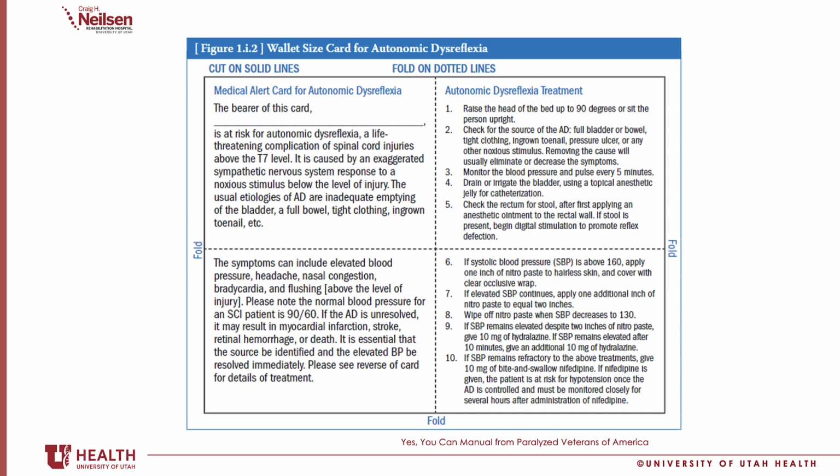Here you can pause and take a picture of the AD card that we recommend you having with you. We can provide a hard copy of it as well. We highly recommend having this so that in case of an emergency, if a first responder is assisting you, if they're unfamiliar with autonomic dysreflexia, as this is very specific to spinal cord injury, and it goes through the steps 1 through 10 of exactly what to do and how to help you.